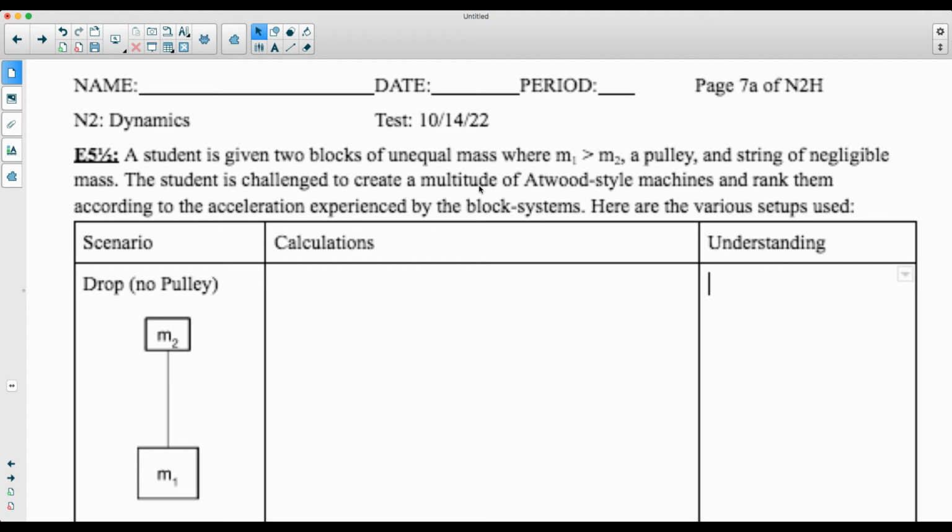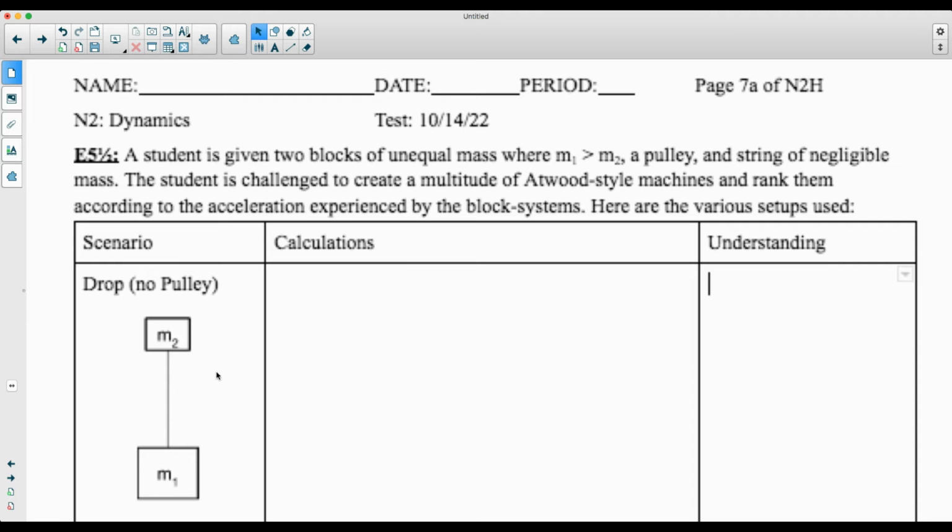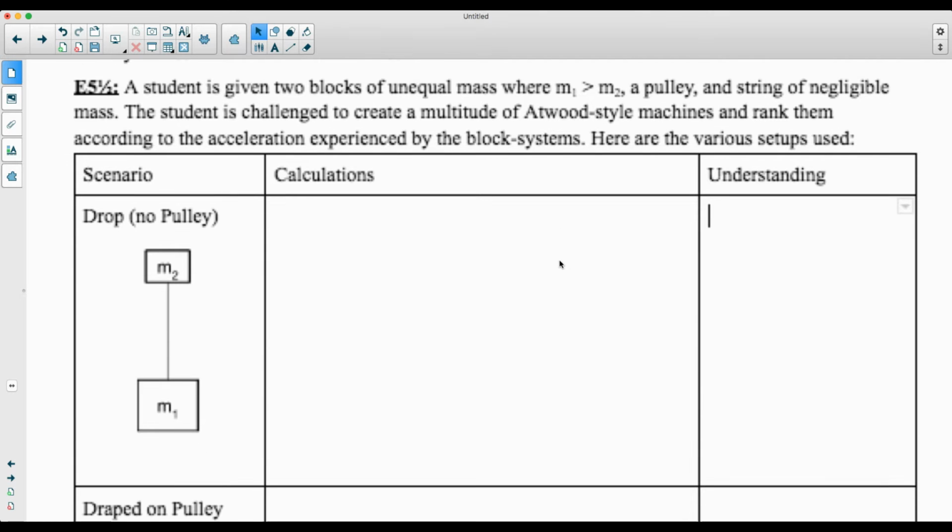So here's a little example. Students are given two blocks of unequal mass. Let's say M1 is greater than M2, which you'll see in the diagrams here. A string of negligible mass, so you don't have to worry about the string other than that it connects things. And they're challenged to create a multitude of Atwood-style machines and rank them according to the acceleration.